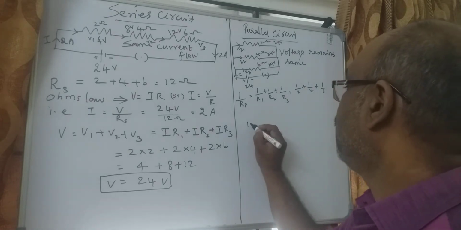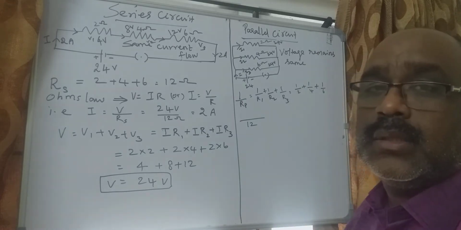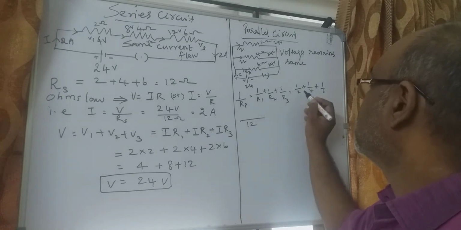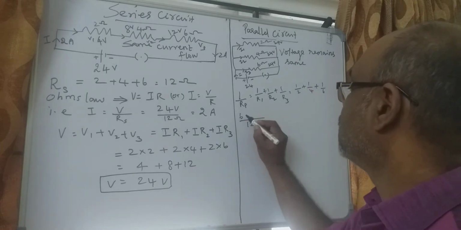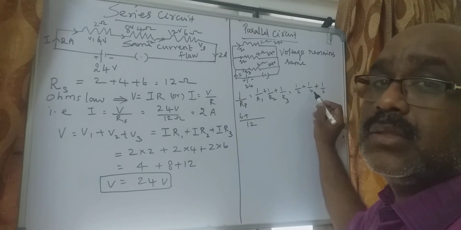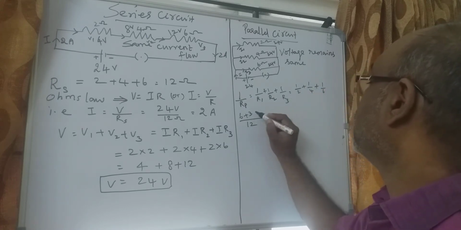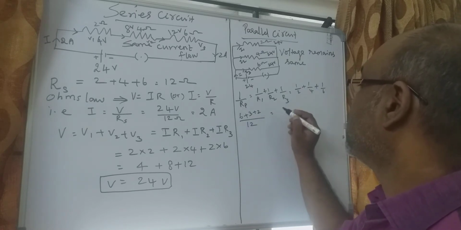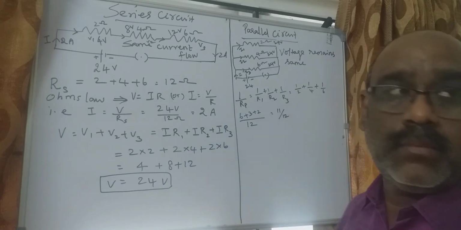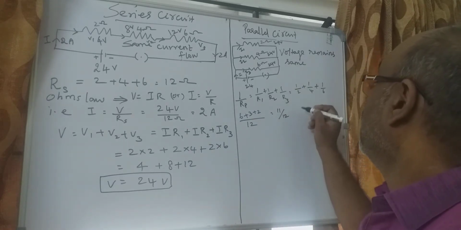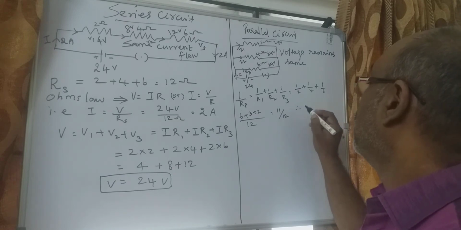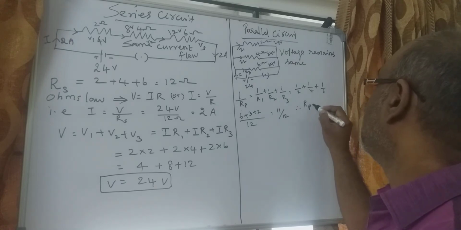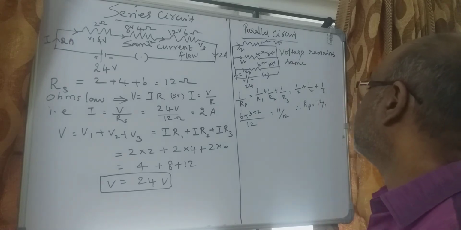Taking the LCM as 12, all will go in 12. So 2 into 6 is 12, that means 6 into 1 is 6, plus 4 into 3 is 12, that means 3 into 1 is 3, plus 6 into 2 is 12, that means 2 into 1 is 2, which comes as 11 by 12. Therefore, this is 1 by Rp, so Rp is equal to 12 by 11.